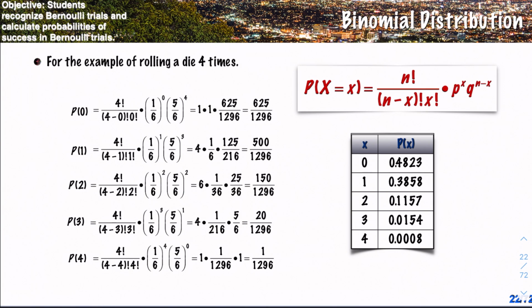So for example, rolling a die 4 times, we have the probability of getting 0 6s, then 1 6, then 2 6s, then 3 6s, then 4 6s. And as we see, the probability of getting 0 is pretty high because that's not a success, not a 6. And then the further we go, the less likely we are to get that number. It's more likely to be balanced out.